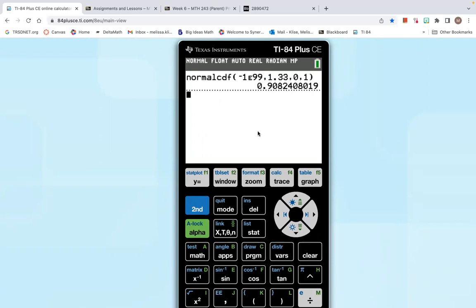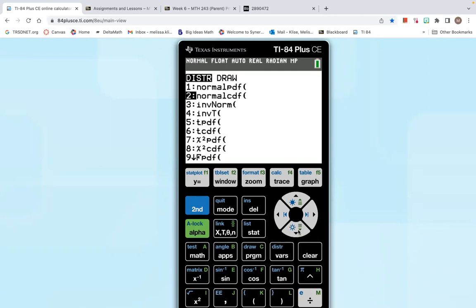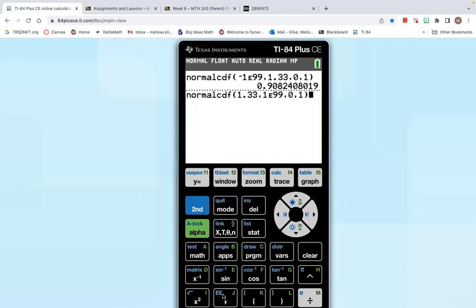I'm going to do the greater than now just so you guys can see it. So I'm going to do second vars, normal CDF. My lower value is going to be 1.33. My upper value 1, then second comma, then 99. Leave my 0 and my 1, paste it. And then I have the upper greater than. Don't worry, we'll get plenty of practice on this.